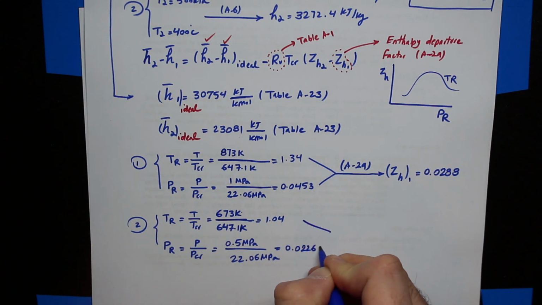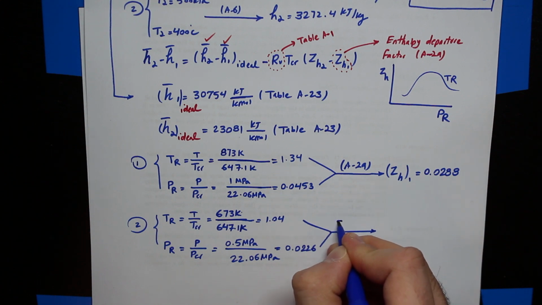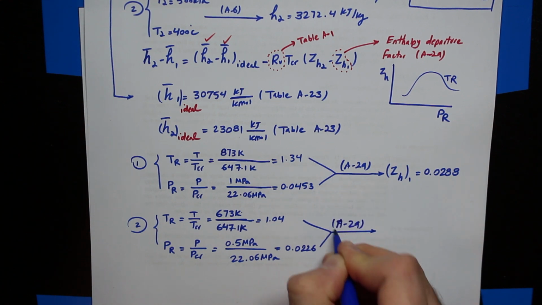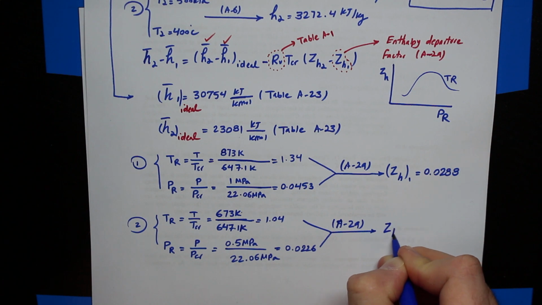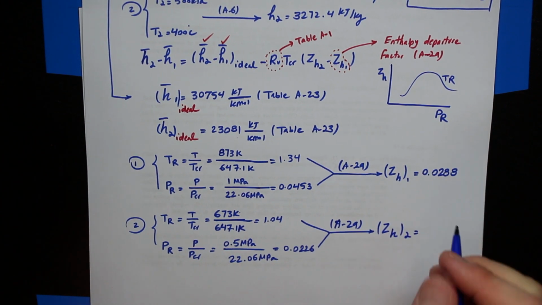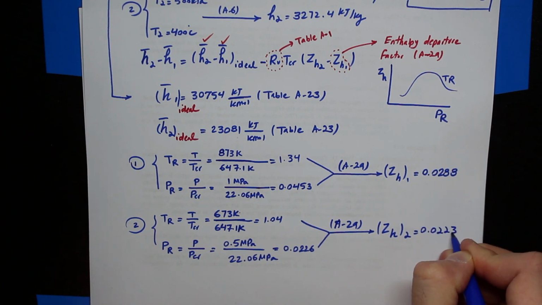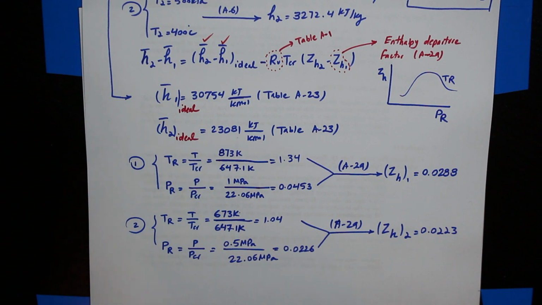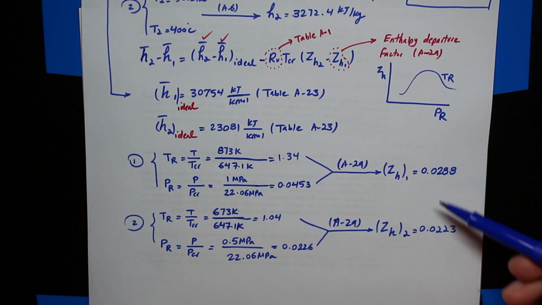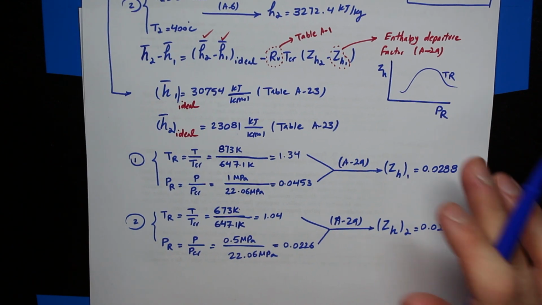So again, you will use these two values, go to A29, and that will give you ZH2, enthalpy departure for state 2, and that is 0.0223. Okay, so you will see that these two ZH values are in fact pretty close to each other, particularly if you are obtaining that from the figure.